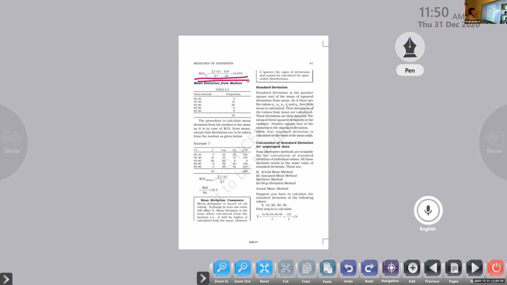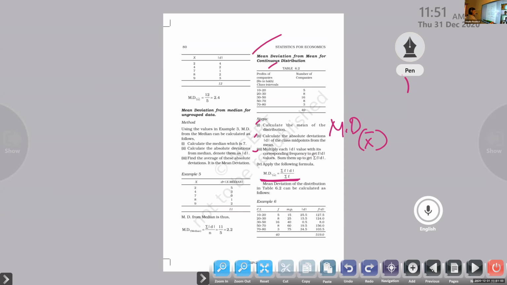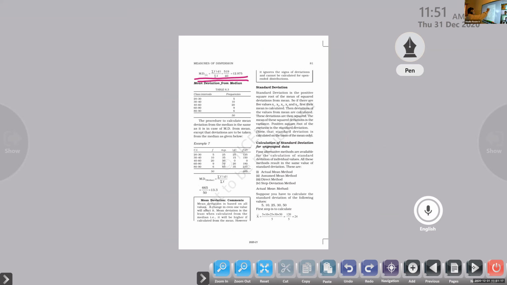The answer is 519 divided by 40. Have a look here. This is the sum of FD, 519. And this is the sum of F. This is sigma F, that is 40. Then sigma FD is 519. So 519 divided by 40, the answer is 12.975. That is the mean deviation here. Clear?